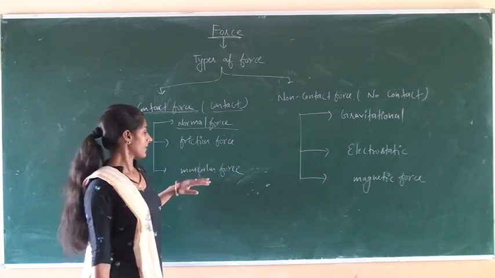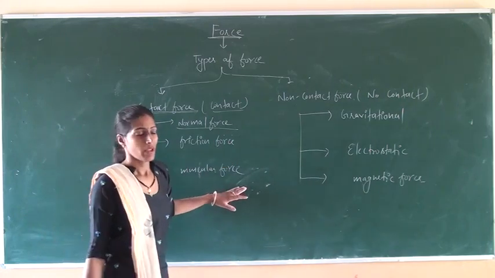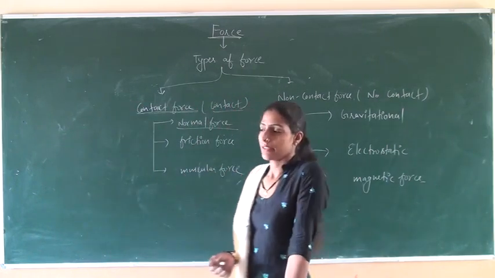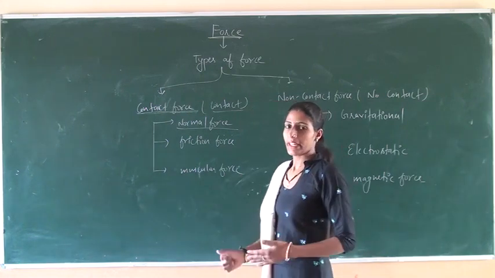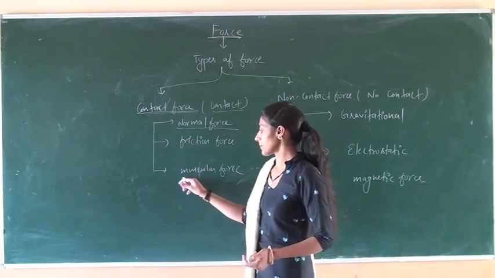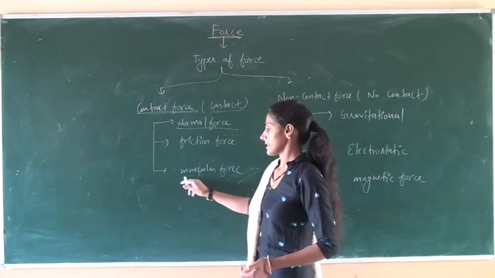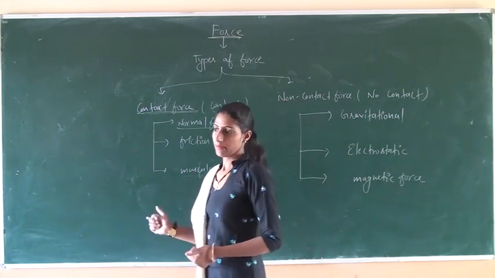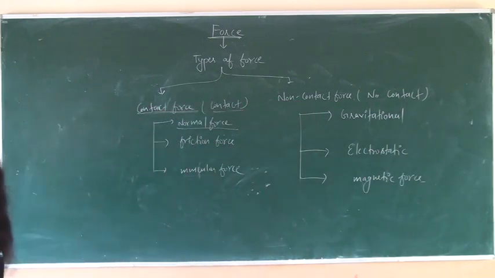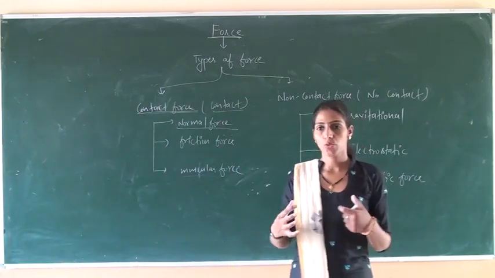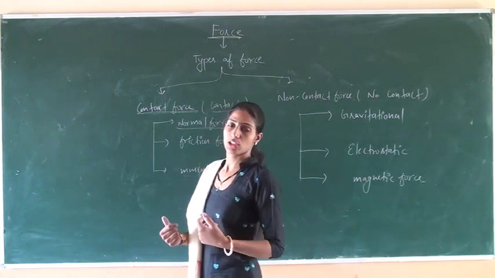Okay students? After that, muscular force. Muscular force is that type of force in which our muscles work. That is, when we ride a bicycle, our muscles work. With the help of our muscles, the force produced in our body is the muscular force, and our body is in contact with the bicycle. Okay students? After that, when we push any object or pull any object, our muscles also work.